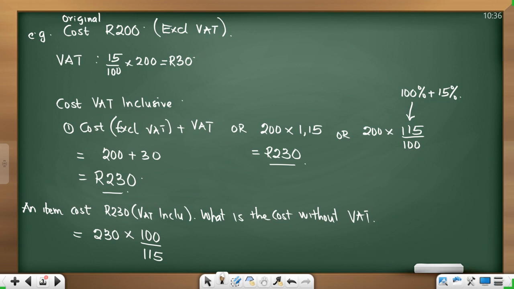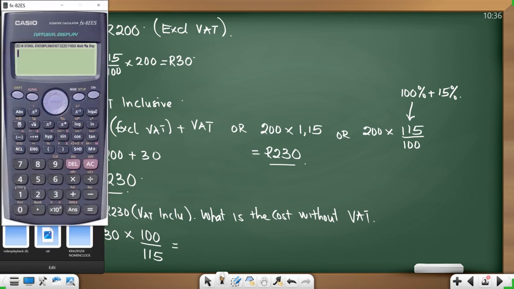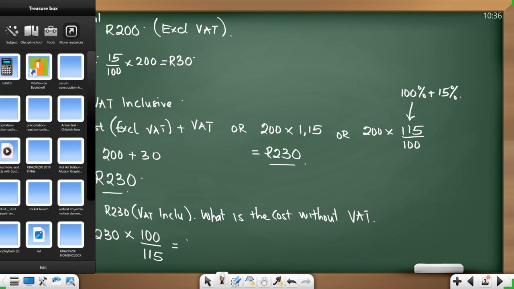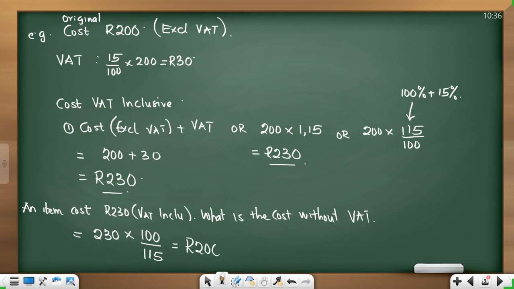But now I am reversing, going back. It's no longer 115 over 100. It is now 100 over 115. Let's see what our calculator would give us. 230 times 100 over 115. When I am reversing, the percentage goes up, the amount with the VAT goes down. 200 Rand. Can you see we're back at 200 Rand?